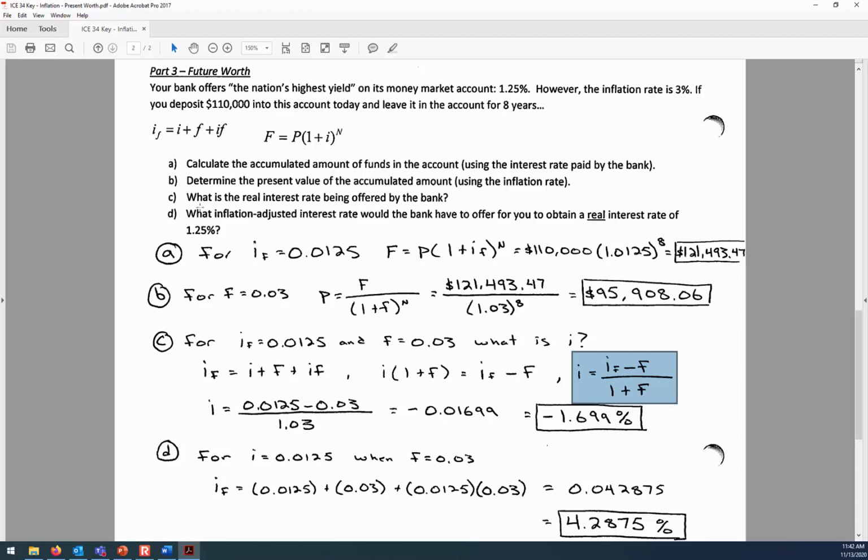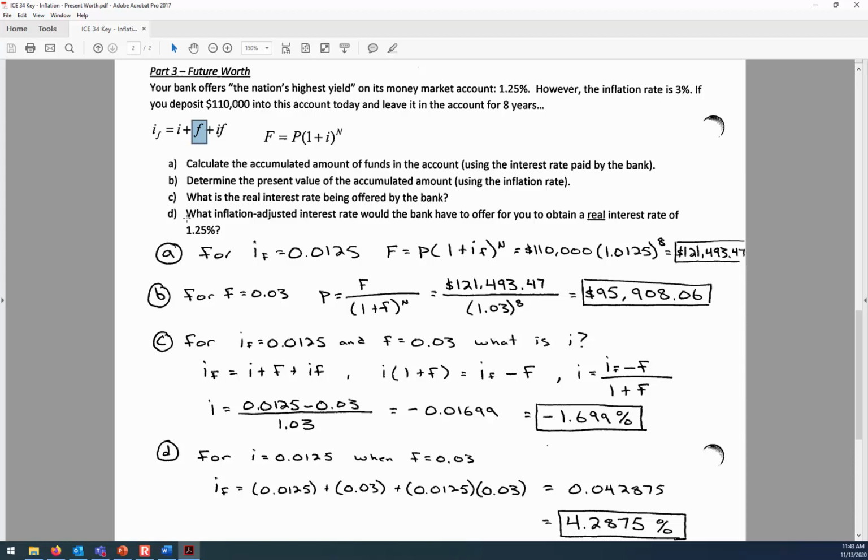Now, part D. It says, what if you wanted a real interest rate of 1.25%? If you want your I to be 1.25%, and we know f is 3%, then what would that bank need to pay? You'd need to go on the hunt for some sort of investment, whether it's a bank account, not likely, or maybe a real estate investment fund, or a bond, or a preferred stock, something. You're on the hunt for yield. What you need is about 4.3% if you want to bank an increase in purchasing power of 1.25% each year.